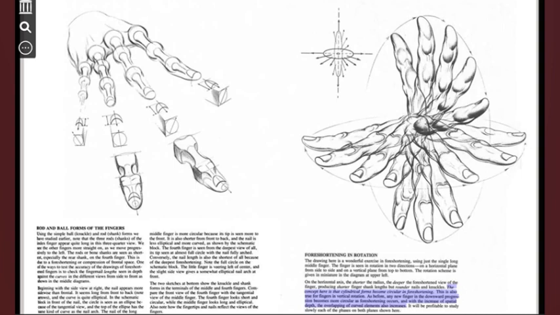This is also true for fingers in vertical rotation. As before, any new finger in the downward progression becomes more circular as foreshortening occurs, and with the increase of spatial depth, the overlapping of curved elements also increases. It will be profitable to study slowly each of the phases on both planes shown here.